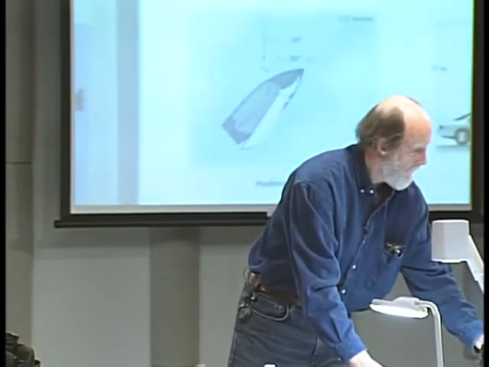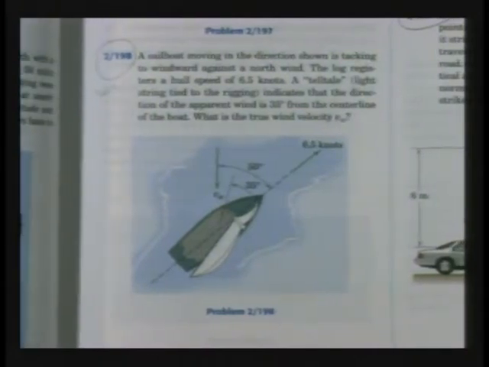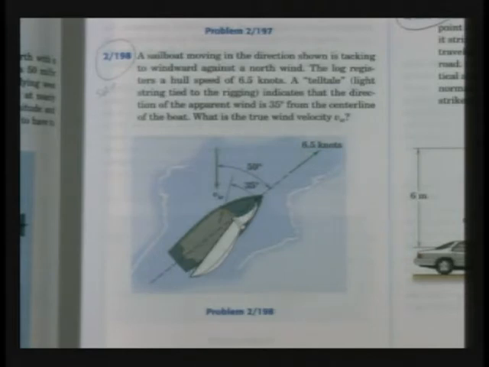Let's look at a problem in the book on relative motion. I enjoy sailing, and this is something that comes up all the time when you're sailing. We have an apparent wind angle, we have the true wind, and we have the boat speed. So imagine the following before we do that problem.